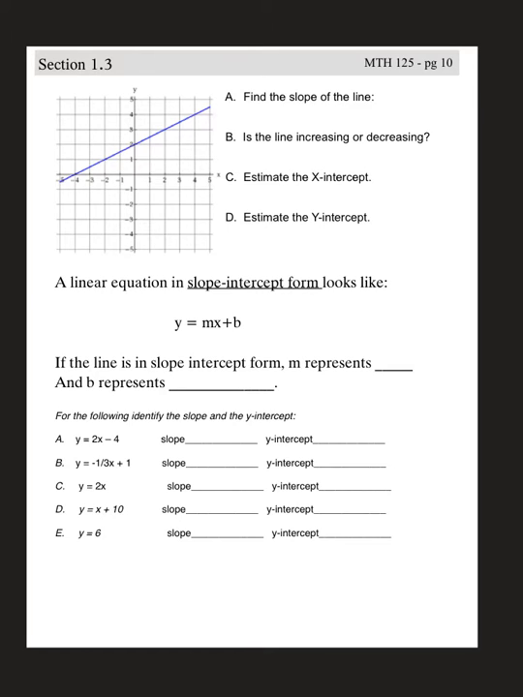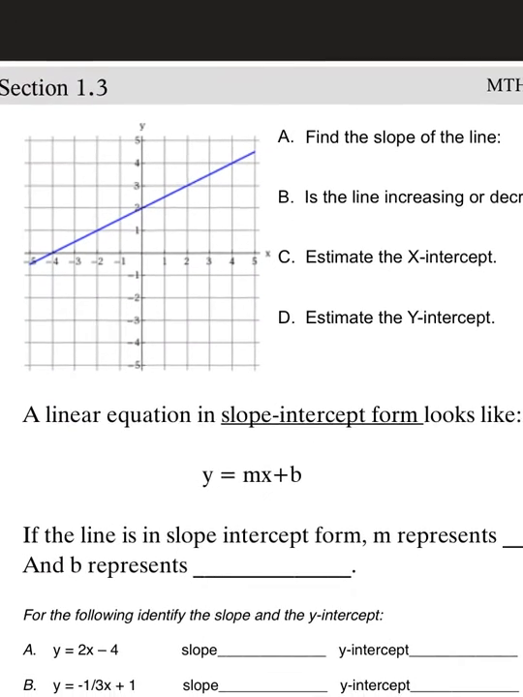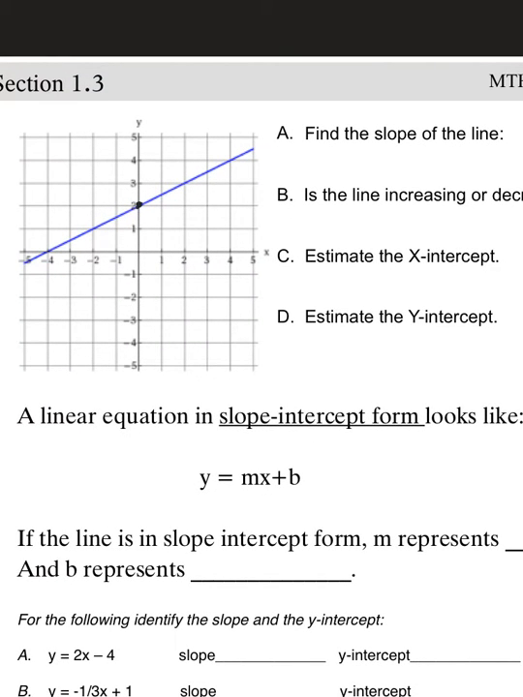Okay, for A, if you're finding the slope of a line, you're going to go ahead and mark 2 points that are perfectly on the grid lines. This looks like a rise of 1 and a run of 2. So your slope of this line is going to be 1 over 2. Because this has a positive slope, we would say that this line is increasing.